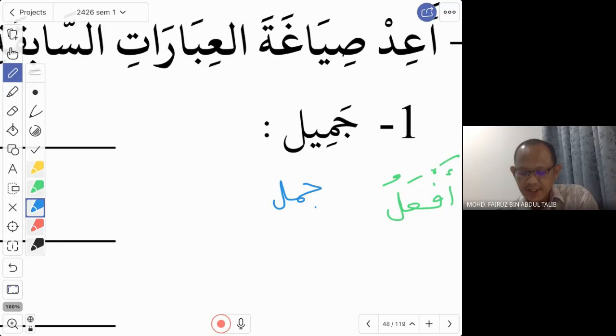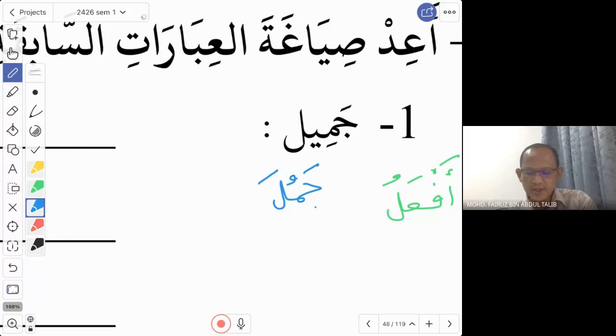And how do you read this? We need to refer to the dictionary. It will say this, jamula. So jamil is from the verb jamula. So jamula is also beautiful. We say jamula, but we don't use the fi'il as much as we use the noun, which is jamil. Okay. So this is the root word jamula.